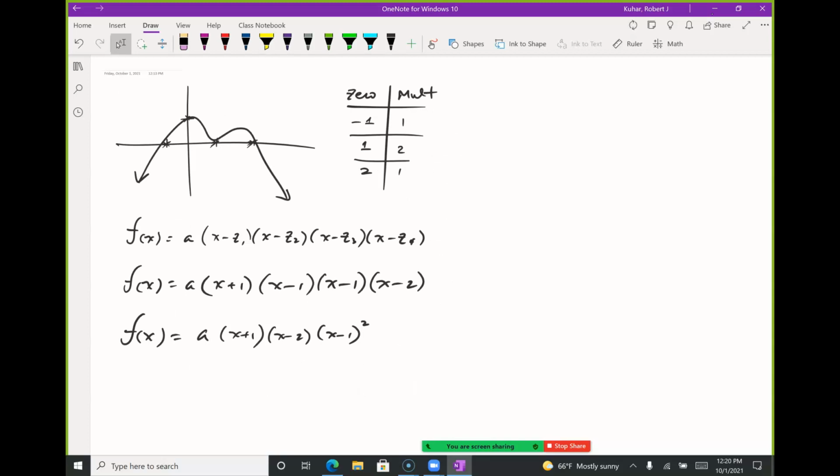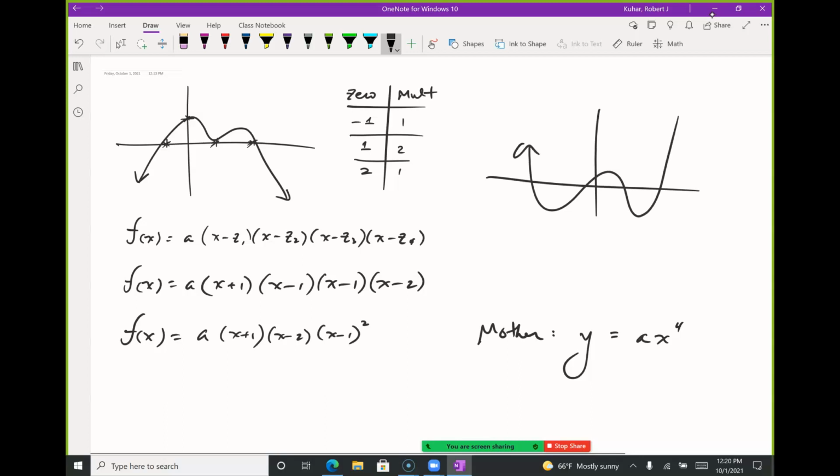What should I know about a right away? What's the mother function? The mother function is a negative x squared. Not x squared. Is it 4? X to the fourth, yeah. So I'm going to get some a x to the fourth. And I know the worst case scenario for an x to the fourth: 4 zeros, 3 turns.